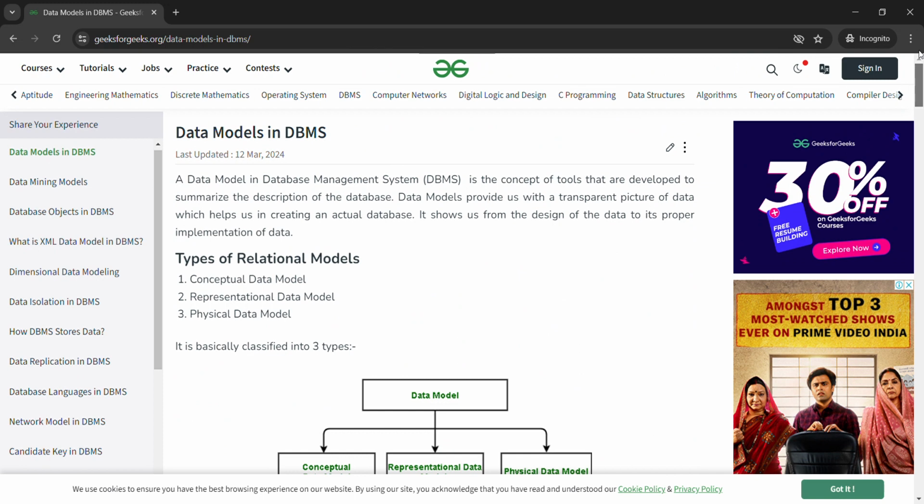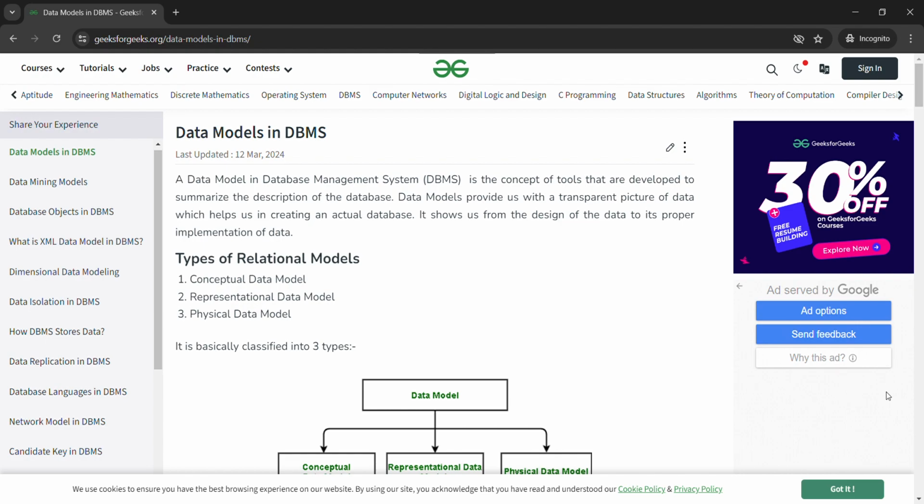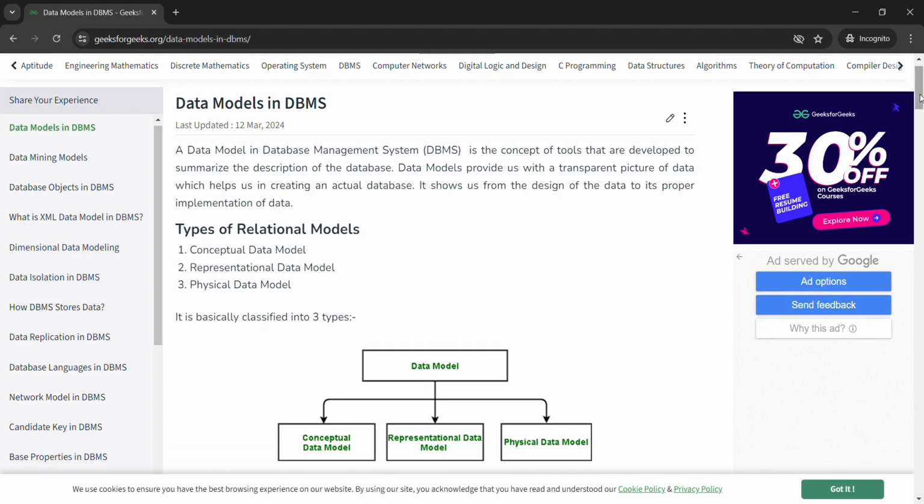Okay. I'm not sure why these ads are coming over here.